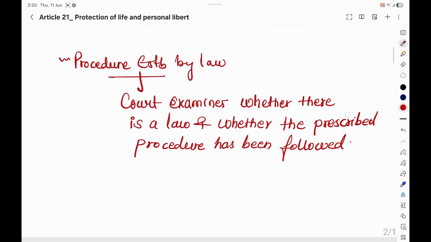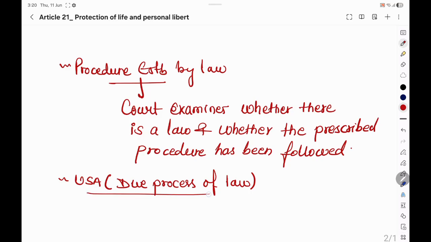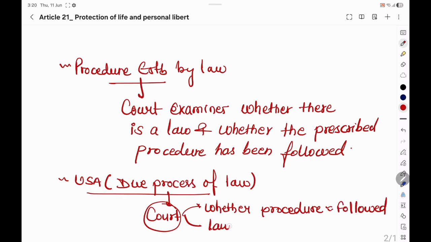Whereas the second concept, which is from America, that is the USA, is the due process of law. Under the due process of law, the court examines whether the procedure is followed and whether the law is fair, just, and reasonable. So basically in due process of law, the court can examine both, that is whether the law itself is fair, just or reasonable, and whether the procedure is being followed or not.